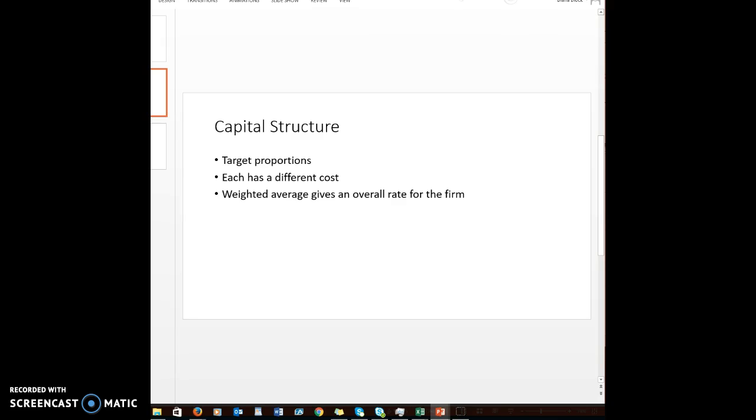So the weighted average cost of capital gives us an overall rate that we can use. Even though we know that each funding source costs something different, the weighted average gives us a number that we can apply to all projects so that it will cover our cost of debt, our cost of equity, our cost of preferred stock.